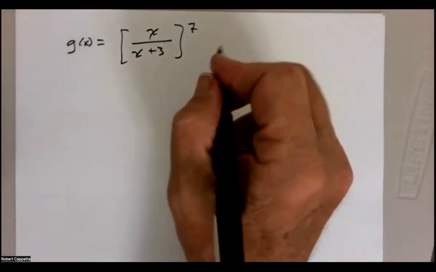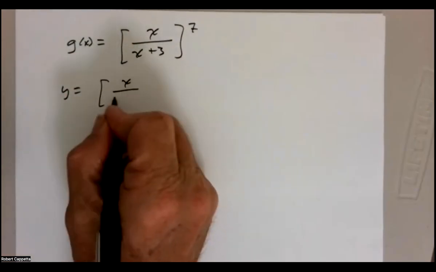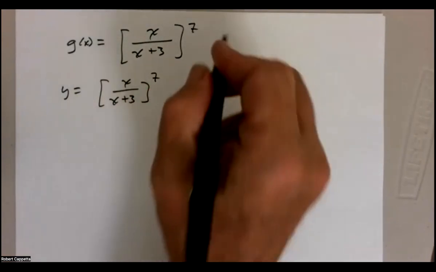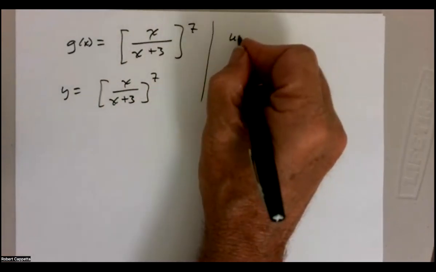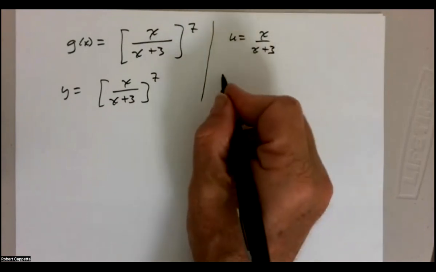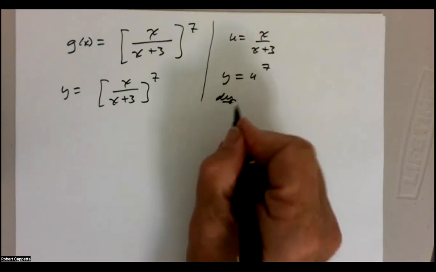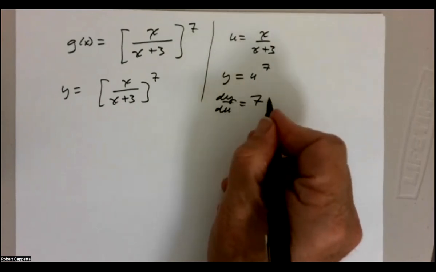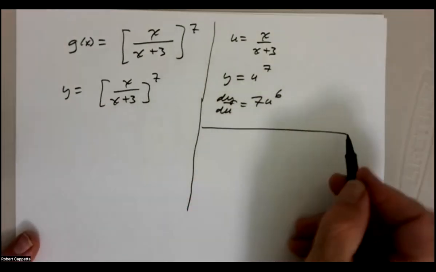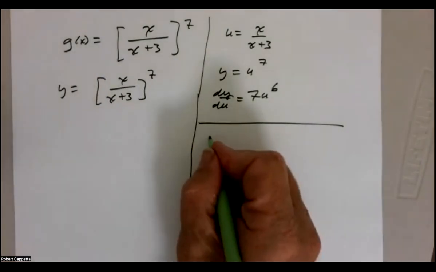So we're going to say y is x over x plus 3 to the 7th. U is x over x plus 3. So y is u to the 7th. So dy du is 7u to the 6th, but du dx is going to require us to use the quotient rule. So let's change up colors.